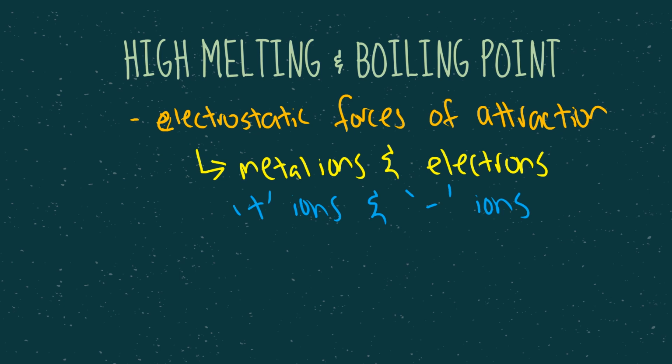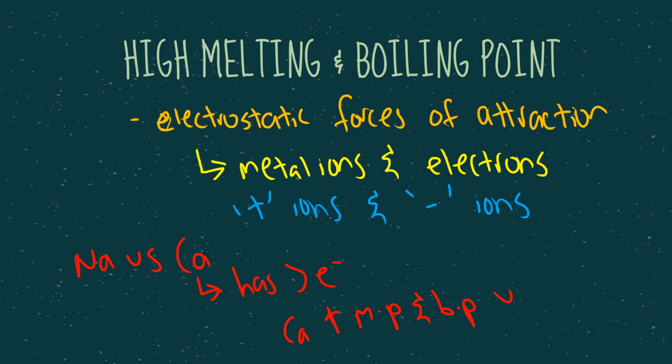The strength of the bond is dependent on the number of electrons with each atom. This means that the higher the number of electrons in the sea of electrons, the stronger the bond. So in our earlier example between sodium and calcium, since calcium has more electrons in the sea of electrons, calcium would have a higher melting point and boiling point compared to sodium.